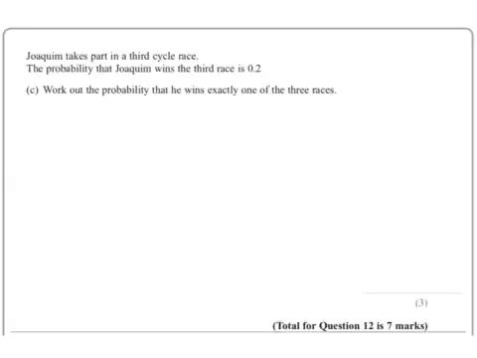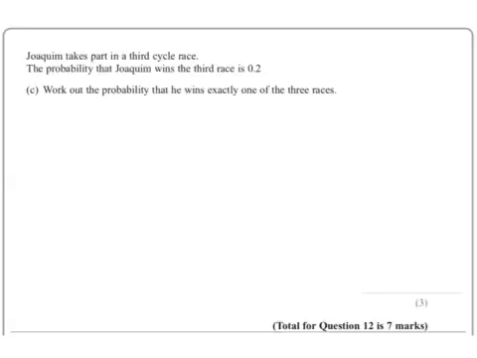Okay, he then takes part in a 3rd cycle race. Alright, the probability that Joachim wins the 3rd race is 0.2. Work out the probability he wins exactly one of the 3 races. So, unfortunately I can't go back to look at the tree diagram. It doesn't work with this software, unfortunately.